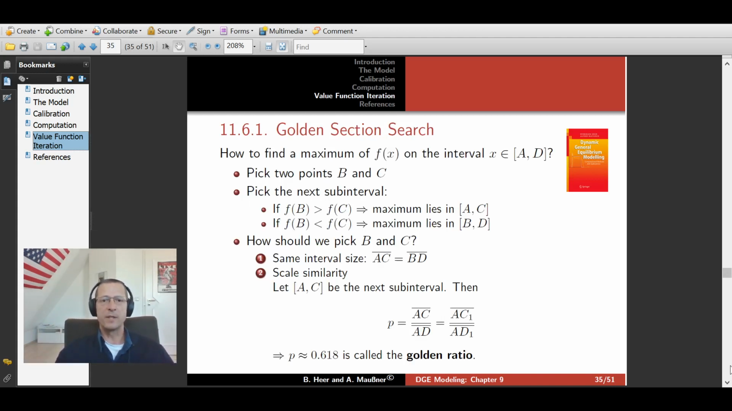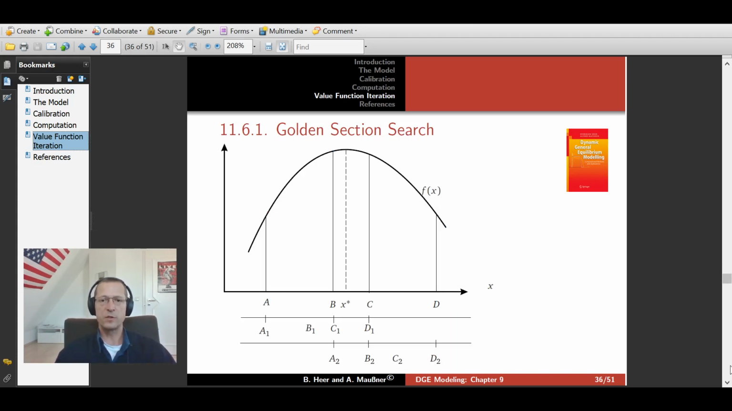The second element that we need to consider is golden section search. So we want to find the maximum of our function. Let's see, we have a function f of x, and we want to find the maximum x star. And we know that it's somehow located in the interval a, d. This is taken from the book Dynamic General Equilibrium Modeling, section 11.61, where we describe this method. But it's such a standard method in numerical optimization that any book on computational methods will consider it.